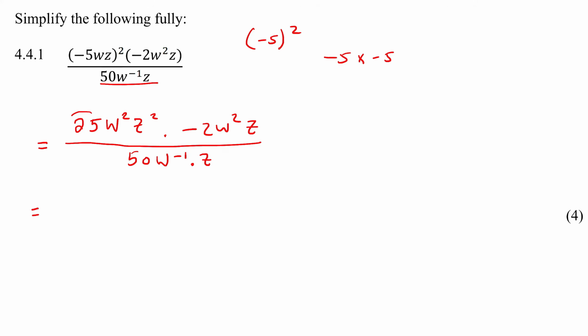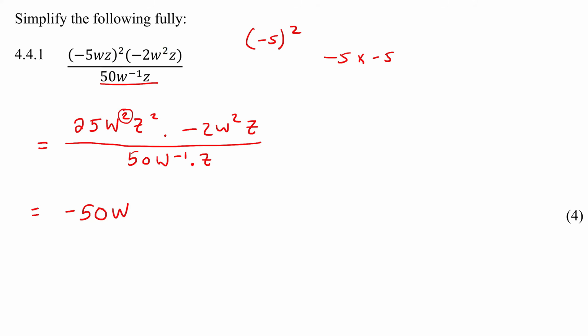So what I feel like doing is multiplying these two expressions together. Okay? So I start with the 25 and the minus 2. A positive and a negative will give me a negative 50. Why am I not adding them? Because these two numbers here are not exponents. They are normal numbers. Okay, now I move on to the w's.